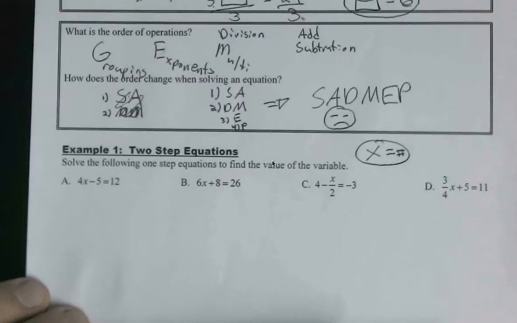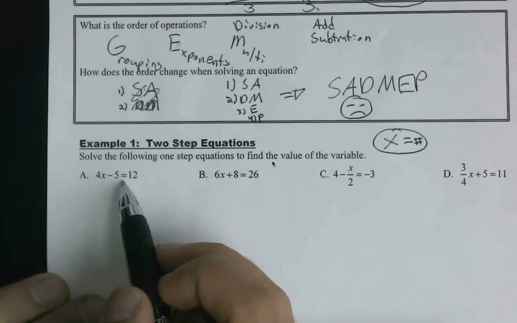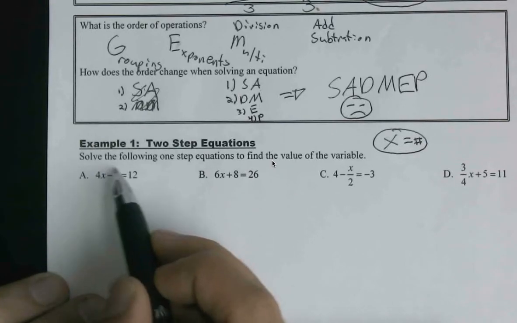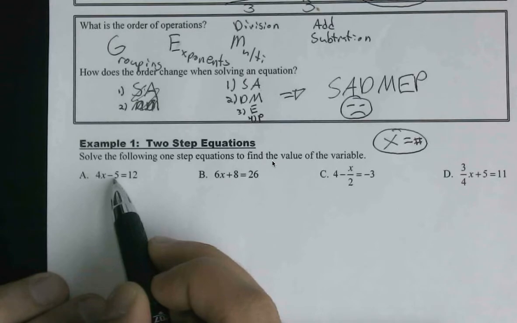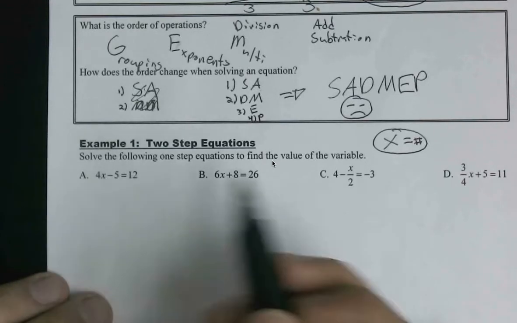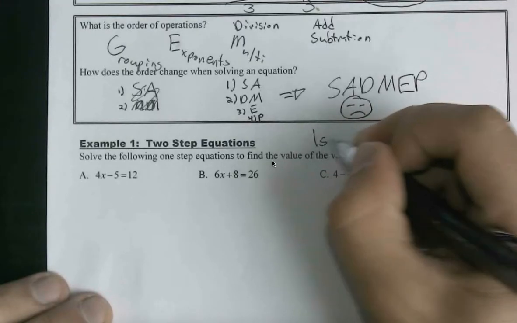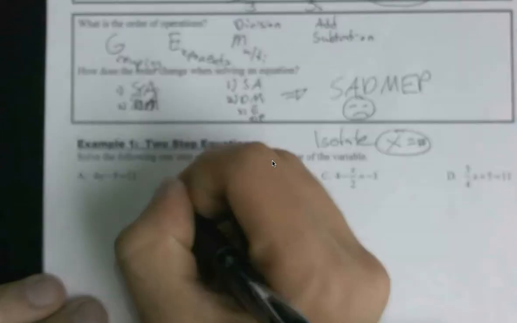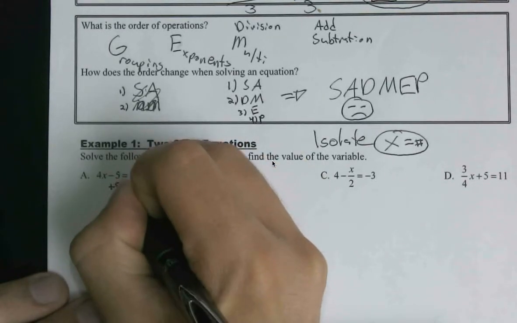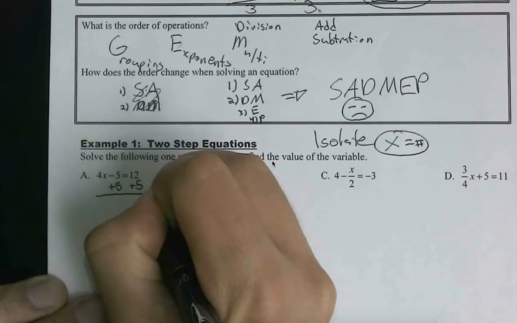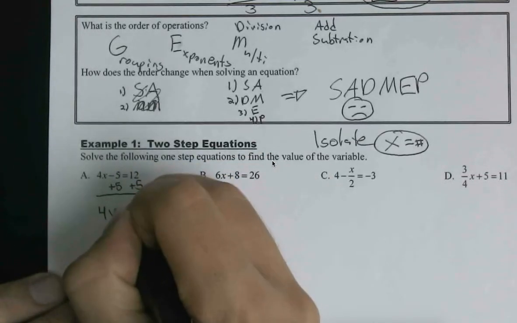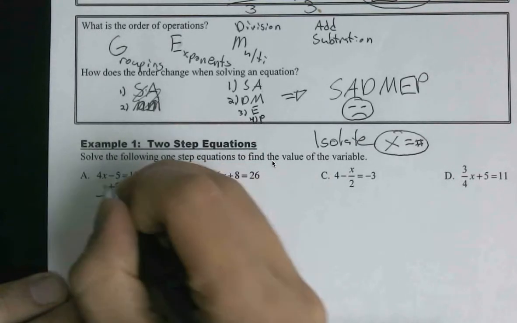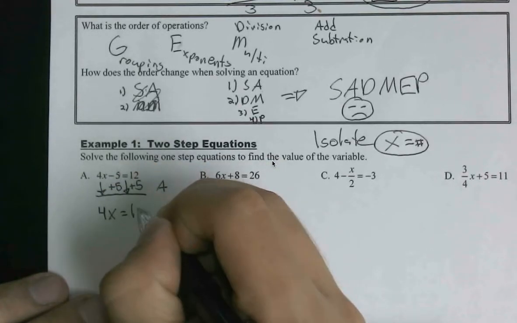So we see here we have 4x minus 5 equals 12. This 5 is the constant that we should try and take care of first, because this isn't attached to x. Again, the goal is to isolate x. So how can we get rid of this negative 5? Well, we know that it's negative, so we would want to use addition to add 5 to both sides. This leaves us with 4x, and the equal sign drops down. 12 and 5 gets us 17.